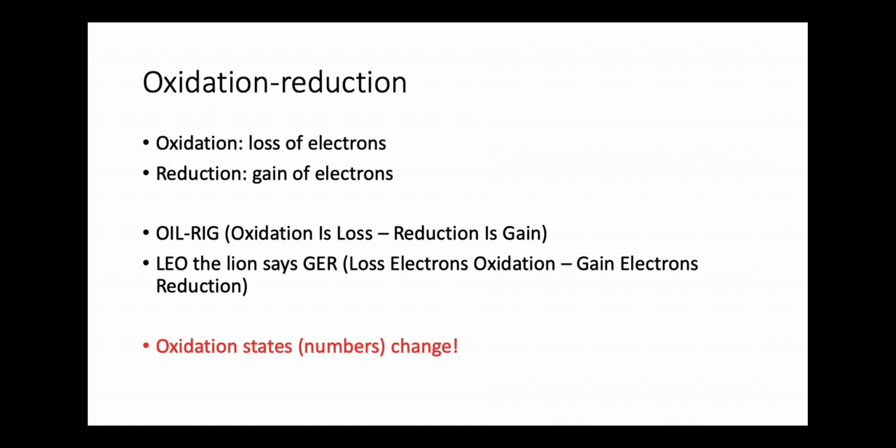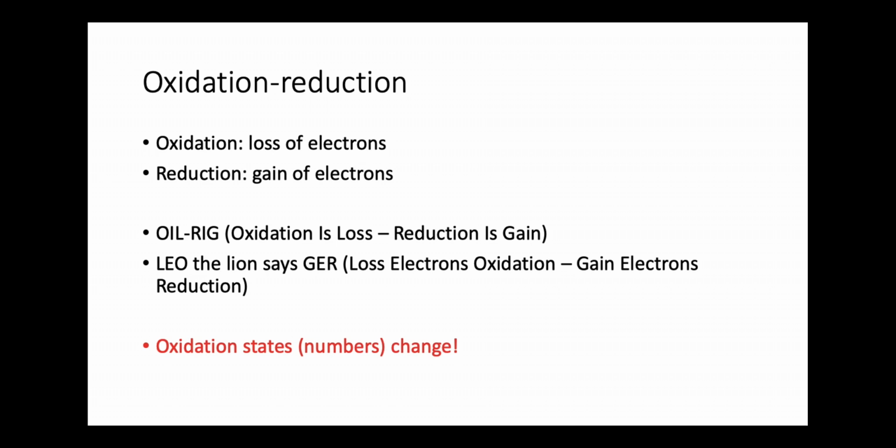Next chapter, oxidation-reduction. Oxidation, losing electrons, reduction, gaining electrons. How can we remember that? OIL RIG: oxidation is loss, reduction is gain. Or Leo the Lion says GER: losing electrons, oxidation, gaining electrons, reduction. And for oxidation-reductions, oxidation states or oxidation numbers will change.